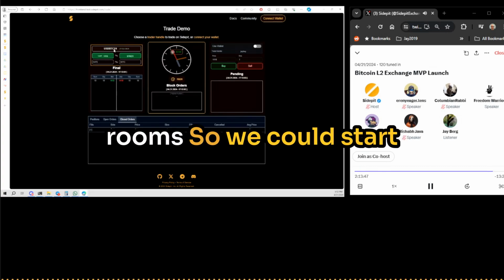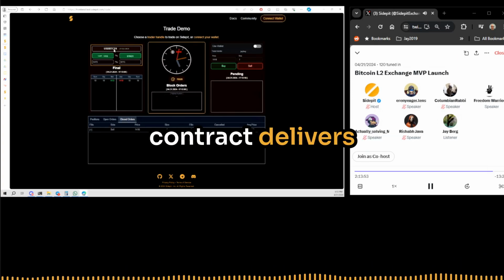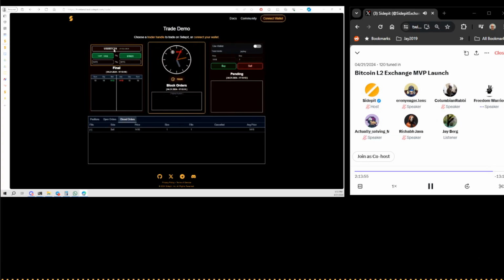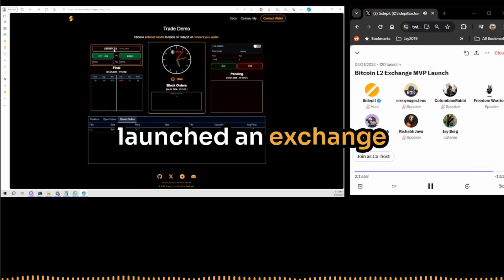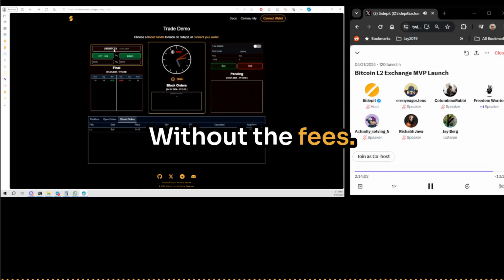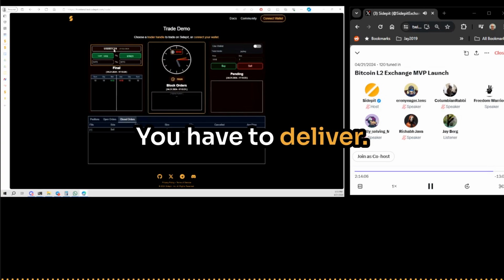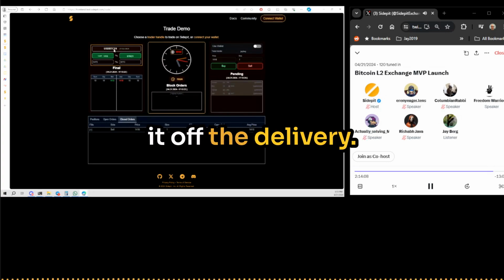10,000 runes post-halving. So we could start trading them now, right? And then the contract delivers runes in the future. And we could have launched an exchange on runes before runes was even launched, without that much fees. No, yeah, it's just a contract. You have to deliver. The trick is you punt off the delivery.